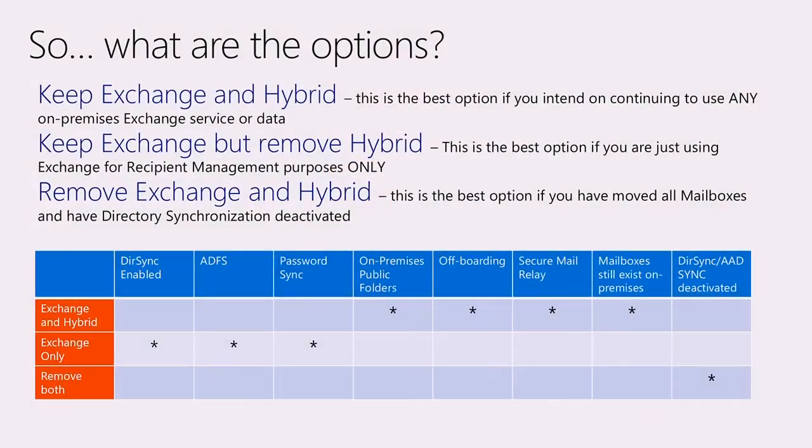So you have three options essentially in this space. You can keep Exchange and hybrid around. Certainly the best option if you're planning to continue to use any of this functionality on an ongoing basis. You can keep Exchange and get rid of hybrid if you're just using Exchange for recipient management. You don't need to keep the hybrid configuration around, because as I mentioned, this is about DirSync, not about Exchange hybrid. So DirSync continues to run. Exchange continues to be on premises, and you can still use that for your recipient management process.